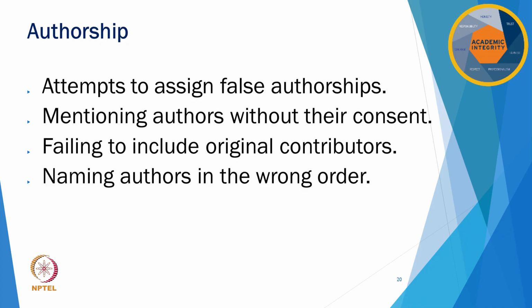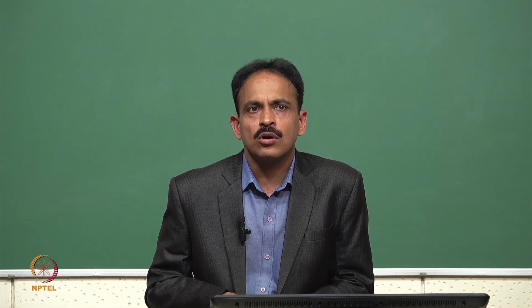The other one is authorship. This type of scientific misconduct in research includes attempts to assign false authorship without adequate contribution to research, mentioning authors without their consent, or failing to include authors who are original contributors. Naming authors in the wrong order or incorrectly is also considered unethical. So this comes under this.